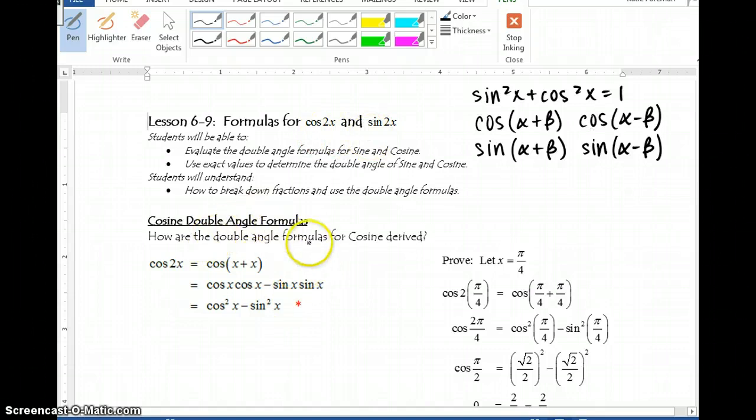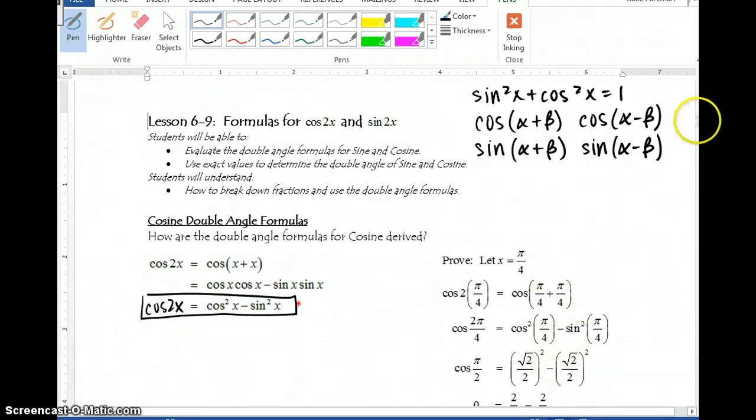These are referred to as our double angle formulas. So double angle, 2 times the angle measure. So in our identity, alpha and beta would both be equal to x. Using the expansion, cosine of the first times cosine of the second, change the operation, sine of the first, sine of the second. Cosine times cosine would give us cosine squared. Sine times sine would give us sine squared. So this is our first double angle formula for cosine.